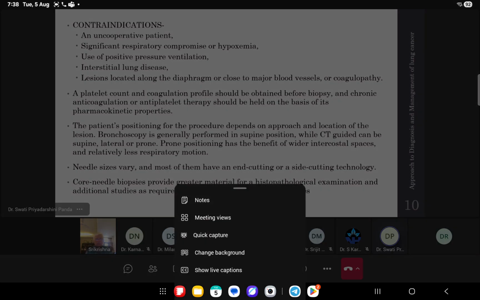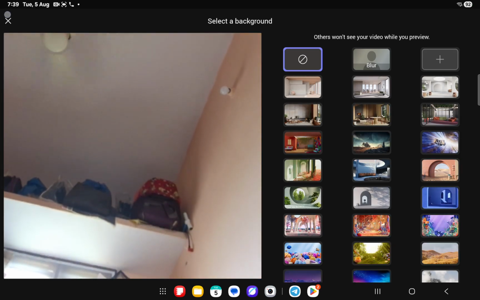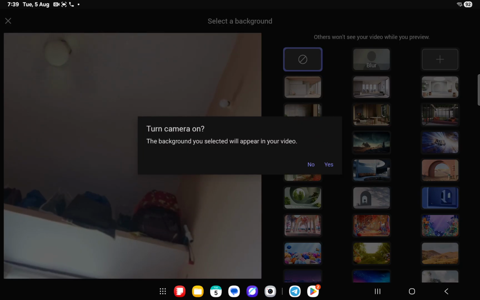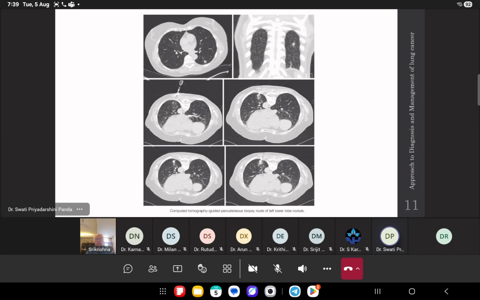Needle sizes vary, and most of them have an end cutting or side cutting technology. Core needle biopsies provide greater material for a histopathological examination. Additional studies are required compared with fine needle aspiration. This is the CT guided percutaneous biopsy route for the left lower lobe nodule.